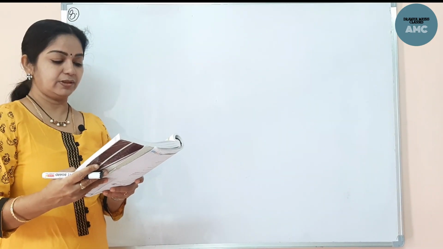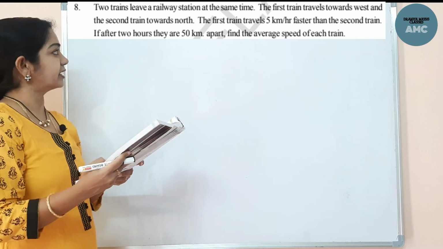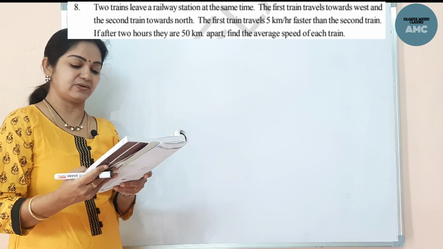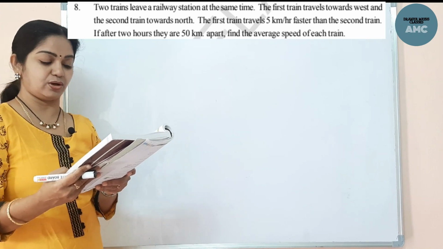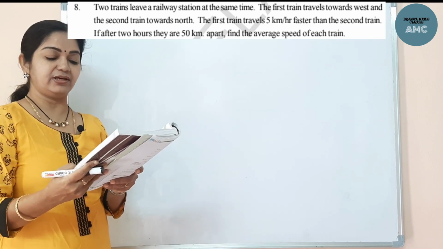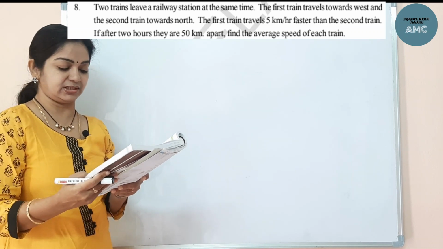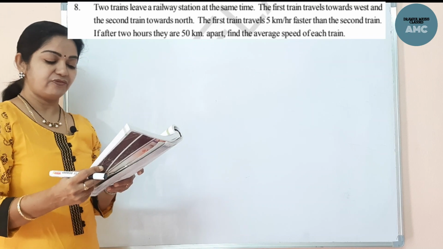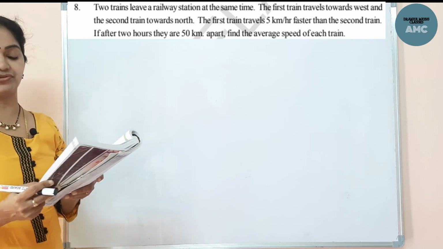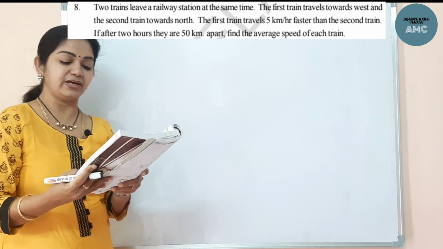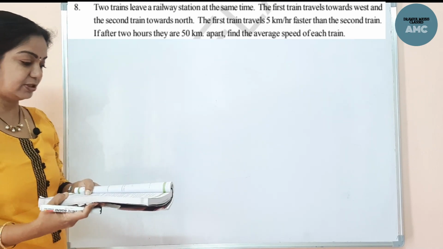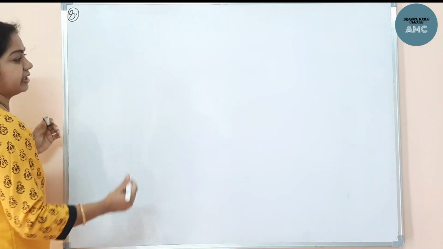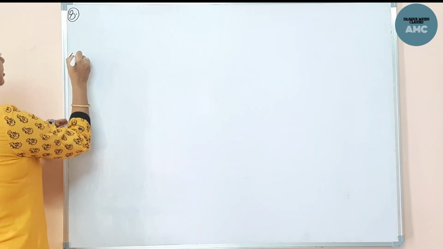Next. Now the 8th problem. 2 trains leave a railway station at the same point. The first train travels towards the west and the second train towards the north. The first train travels 5 kilometers per hour faster than the second train. If after 2 hours they are 50 kilometers apart, find the average speed of each train. Okay, given that we have to find the average speed of each train, we will be doing this using quadratic equations, right? Now let's start the solution.